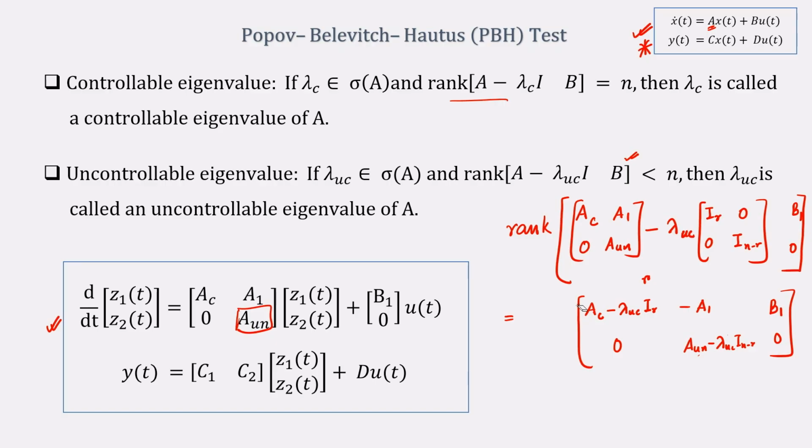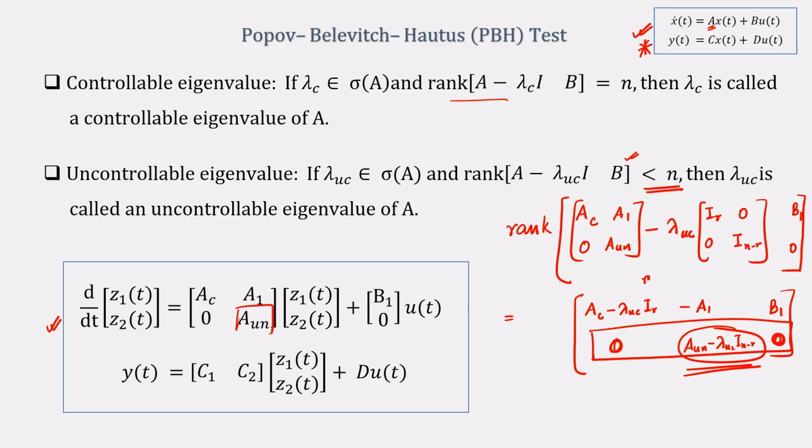That is the reason that the eigenvalues of A_un, the uncontrollable block, will lead to a decrease in rank, because this part was r and this never came out to be n minus r. This is a 0, this is a 0. So, therefore, the rank of this part will have to be less than n minus r. So, in total the rank will always come out to be less than n, and that is why the eigenvalues of this part will be called uncontrollable eigenvalues of the system.